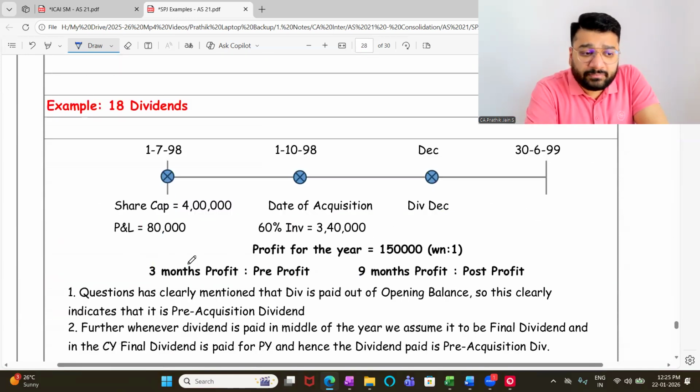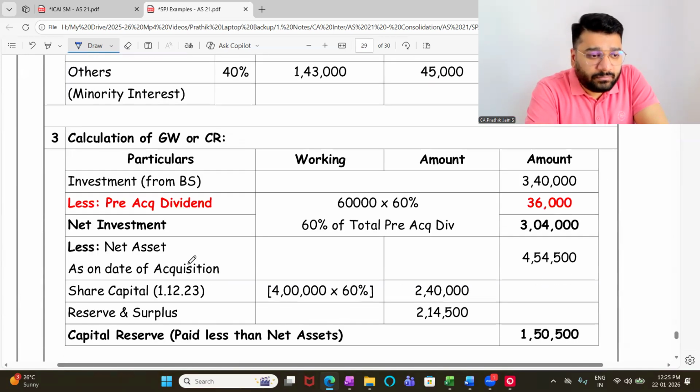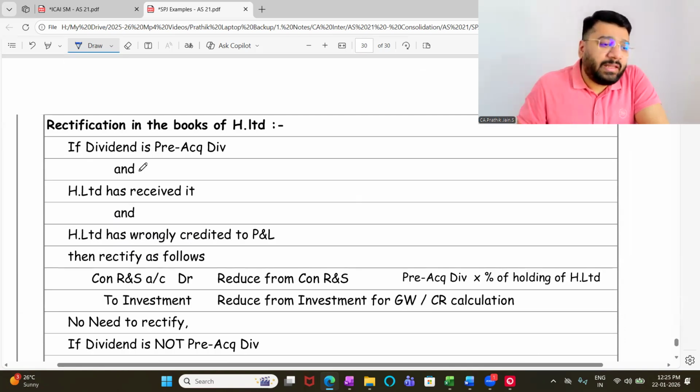Example 18, हाँ. Okay, let me talk about this revision.